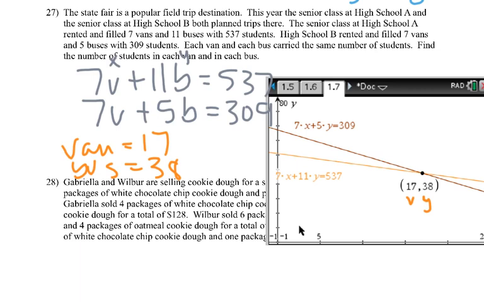Wow, those are big vans, right? That's crazy. And why you'd use all those vans and not buses, I don't know. That's just kind of weird.